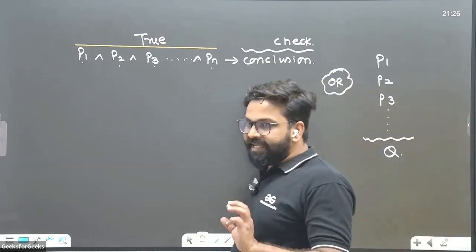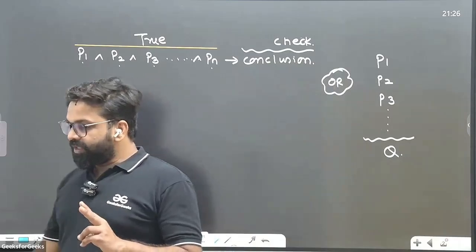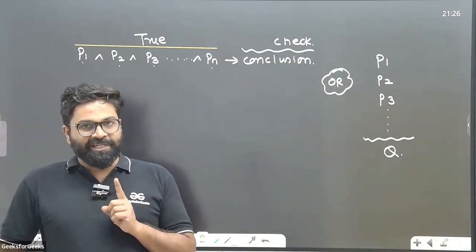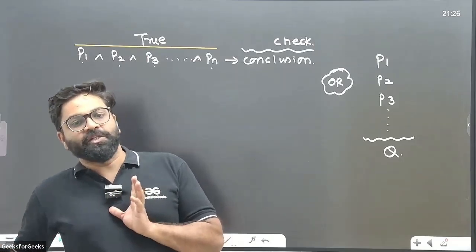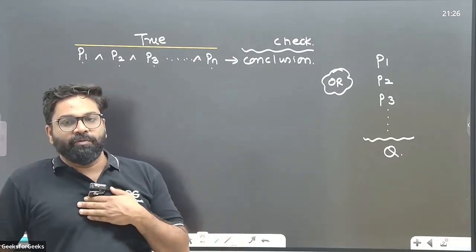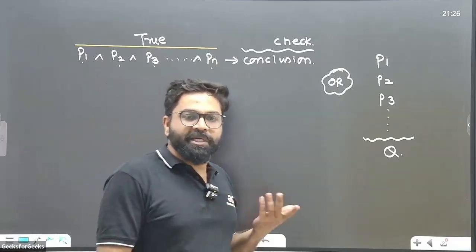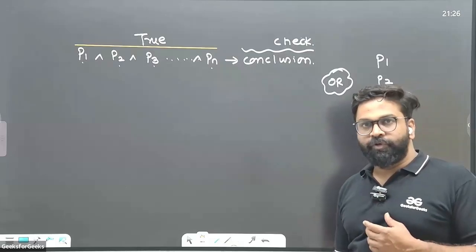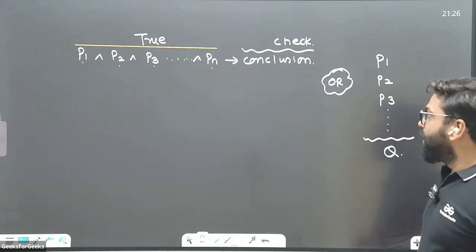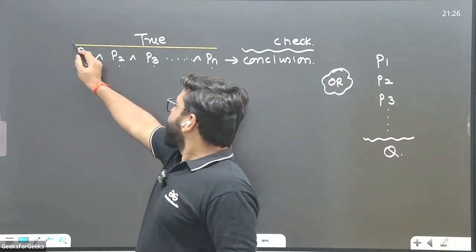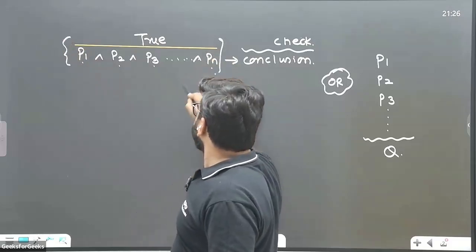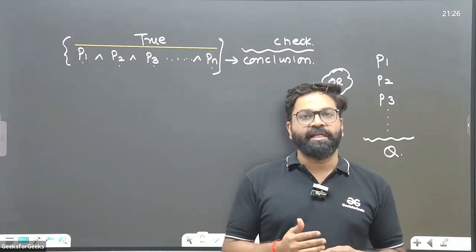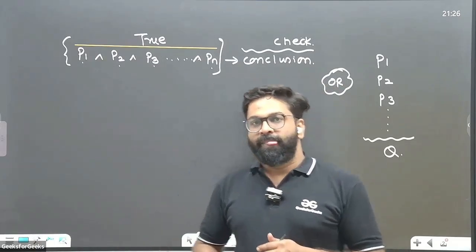So till now I told you two things. First, the definition of inference rule. What is the definition of inference rule? Take the left side as true and check what exactly comes on the right side. The right side may be true or false. So if you take the whole left side, P1, P2, P3, as true, then check the right side, and see whether it comes out true or not.